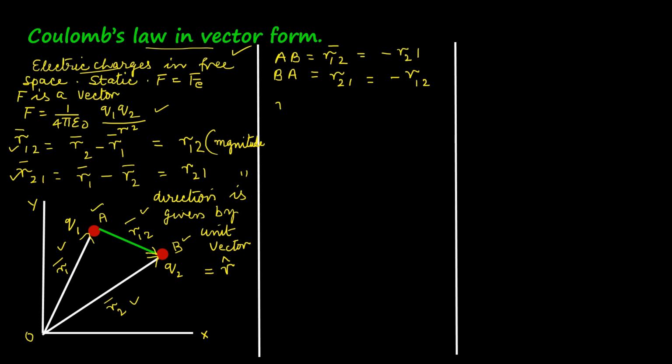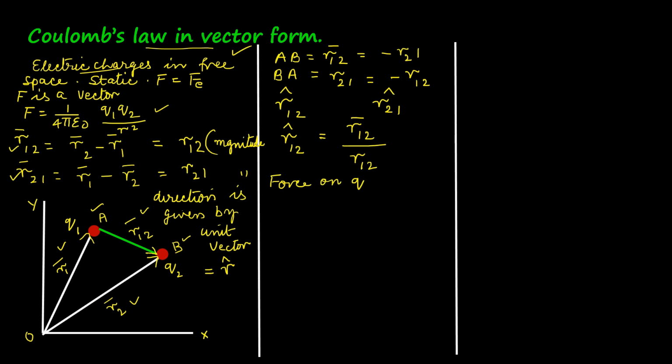For vector r12, the unit vector is r12 cap. For the vector r21, the unit vector is r21 cap. We know r12 cap is equal to negative r21 cap because the direction of measurement is opposite. Let it be. We define r12 cap as equal to vector r12 divided by magnitude r12.